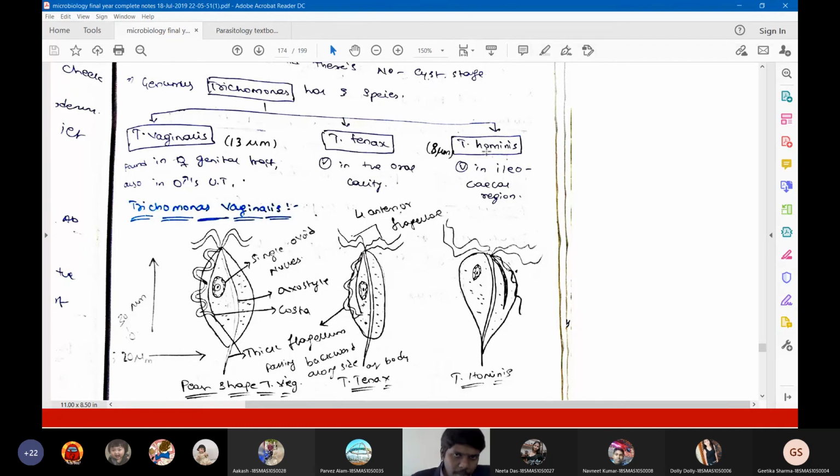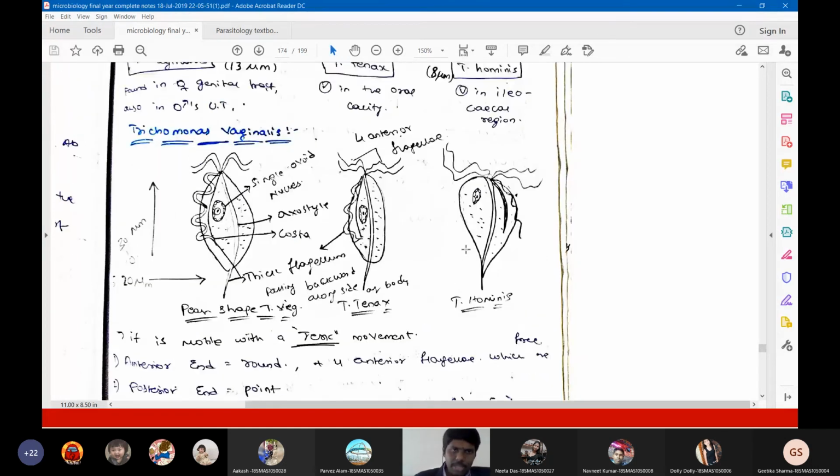Whereas Trichomonas hominis will cause ileocecal infection. Ileocecal infection means it is once again an intestinal infection, in the ileum of the intestine. I hope you remember, upper small intestine, lower small intestine. So T. hominis will cause lower small intestine infection, whereas T. vaginalis will cause genitourinary infection, whereas T. tenax will cause oral cavity infection.